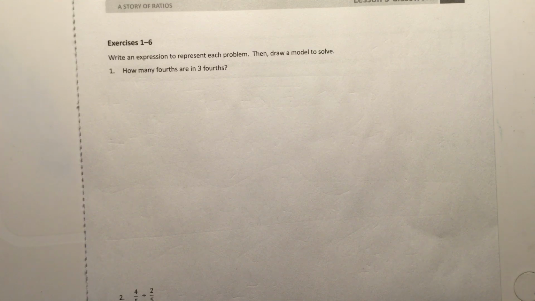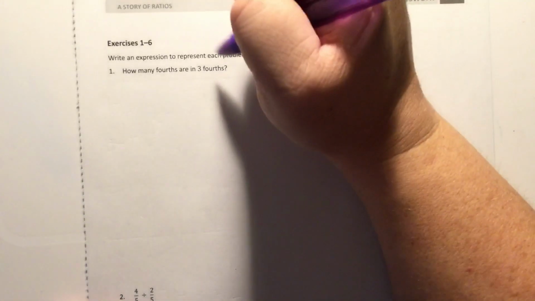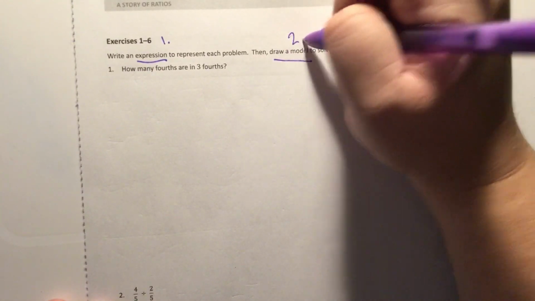Correct. Okay. So number 1, write an expression. Exercise number 1, write an expression for each problem, then draw a model to solve. So first you're writing the math problem, then you're drawing a model. Don't forget you have to do both. So step 1 is to write an expression. Step 2 is to draw a model.